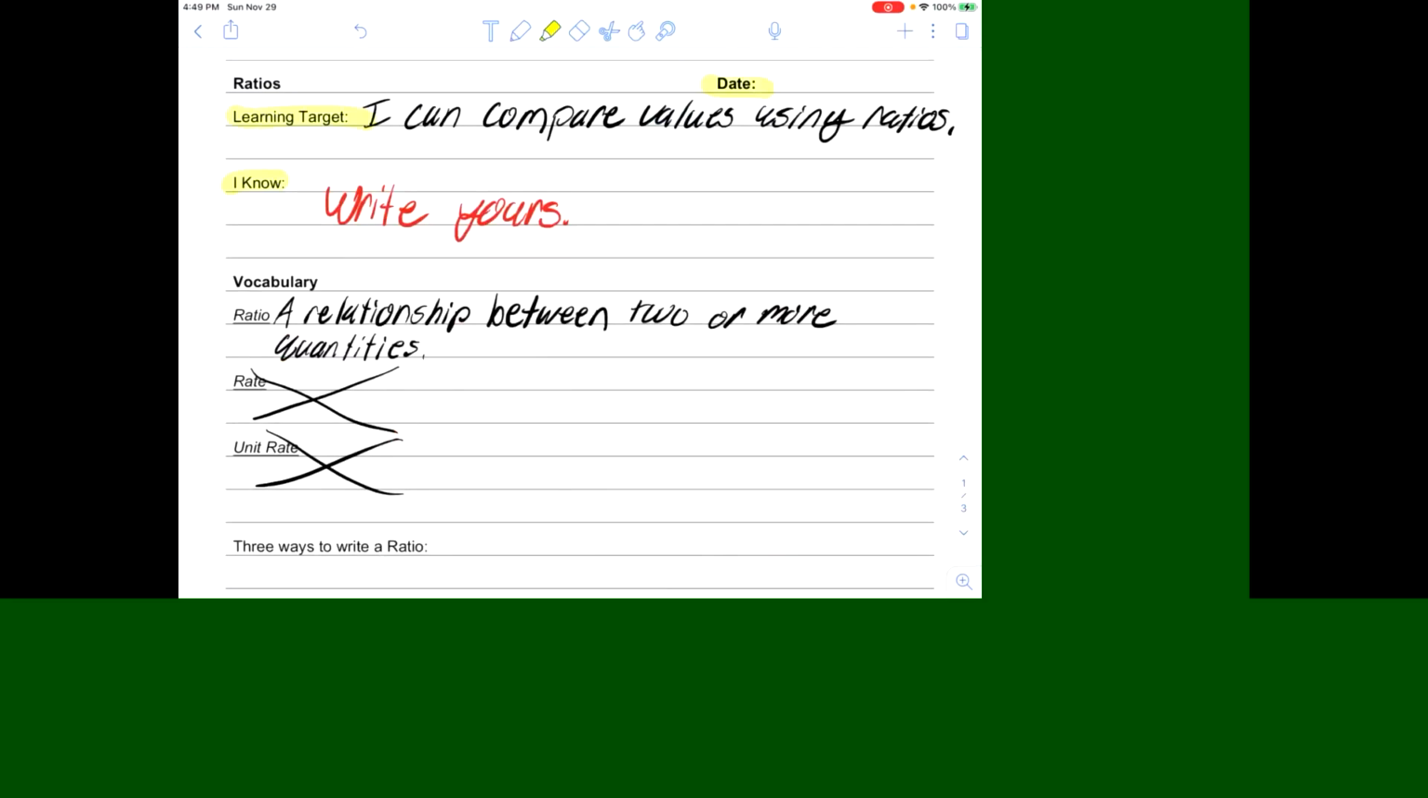There were 3 vocabulary words written on your notes sheet, but we're actually only going to write down one of them, and then the other 2 we'll go over on the next video. I accidentally did those twice. So you can just write a ratio is a relationship between 2 or more quantities, and you can go ahead and cross off the other 2. We'll go over those next time. Please pause the video here, write all that down, and restart when you're ready.